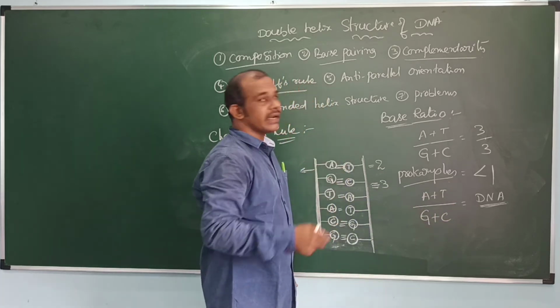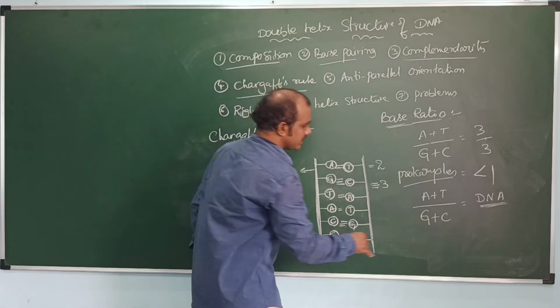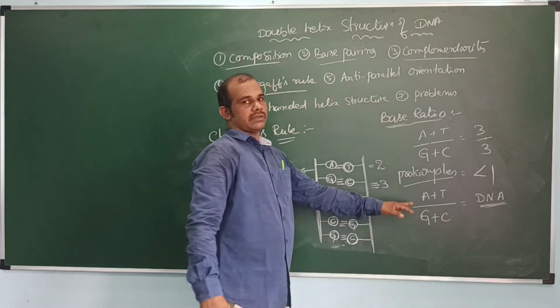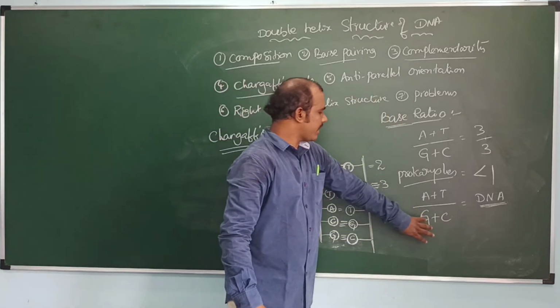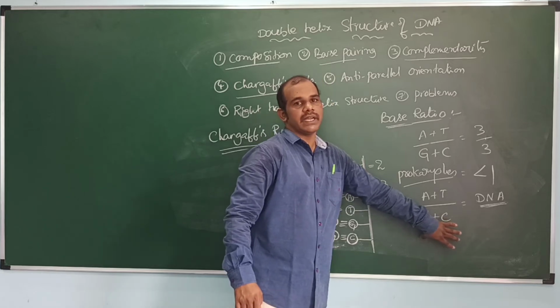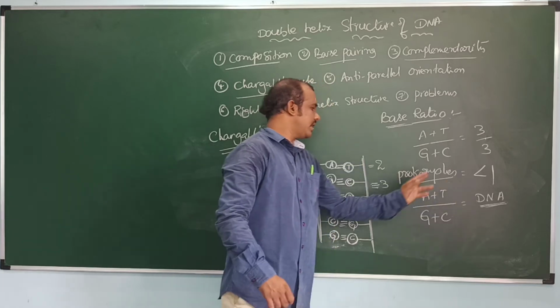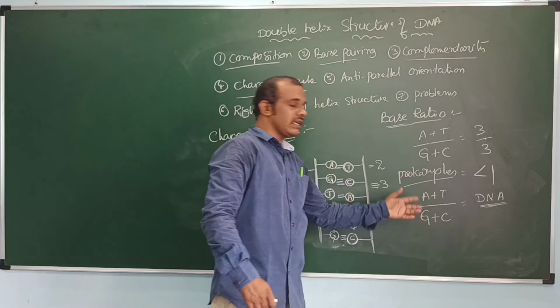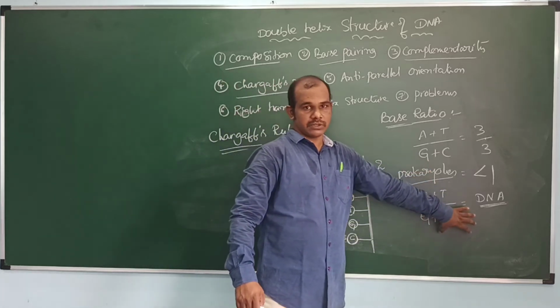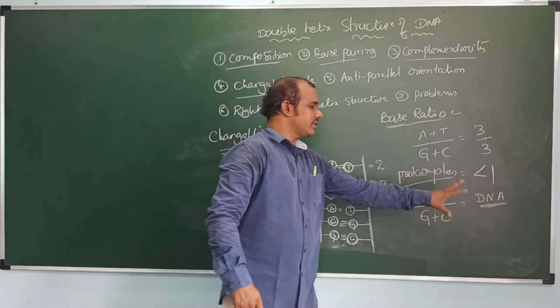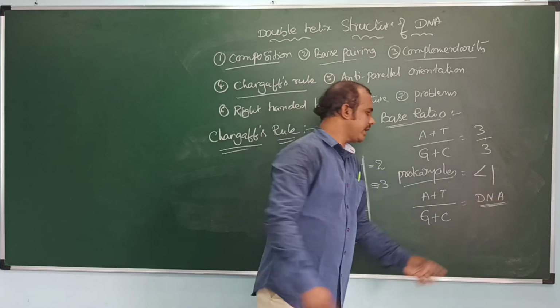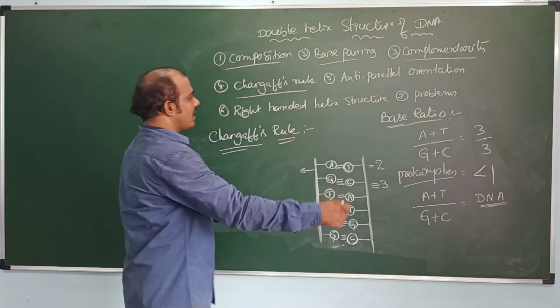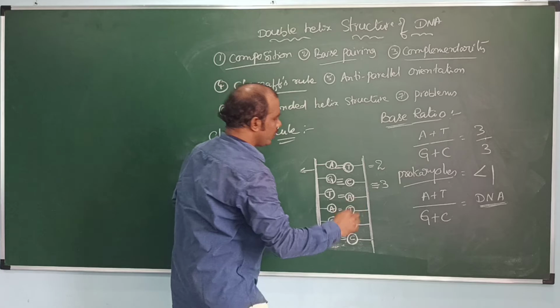Why are there more hydrogen bonds? Because how many hydrogen bonds form between G and C? Three hydrogen bonds. That's why, as the number of G and C pairs is more than the number of A and T, more hydrogen bonds are present. Therefore, the melting point is also high in prokaryotes. Then what is the value of base ratio in eukaryotes?